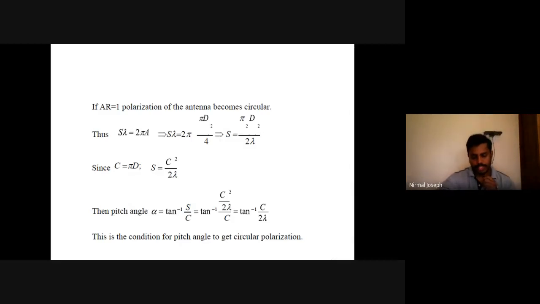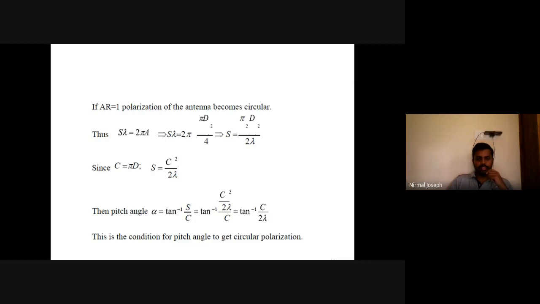The basic requirement to get circular polarization is that axial ratio should be 1. That is AR, axial ratio. It's not actual ratio. I saw in some answer sheets they have written actual ratio. It is not actual ratio, it is axial ratio. If axial ratio is equal to 1, we will get circularly polarized wave. For that, S lambda is equal to 2 pi A. That's the condition. Just substitute the condition and derive the condition for S.